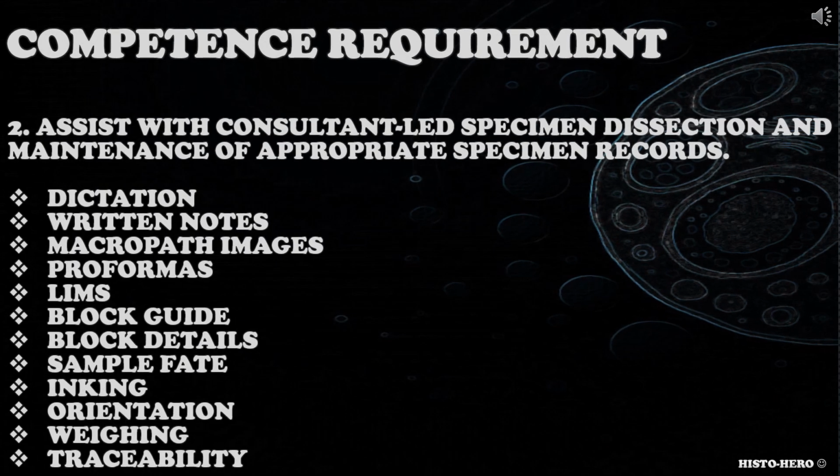The second competence requirement is for you to assist with consultant-led specimen dissection and maintenance of appropriate specimen records. How do you assist pathologists, dissectors during dissection? How do you maintain appropriate specimen records? Consider electronic dictation, written notes on the form, macropath images, proformas, limbs, block guide, block details, specimen fate following dissection, inking of specimen, specimen orientation, specimen weighing, traceability of the sample following dissection, and so on.